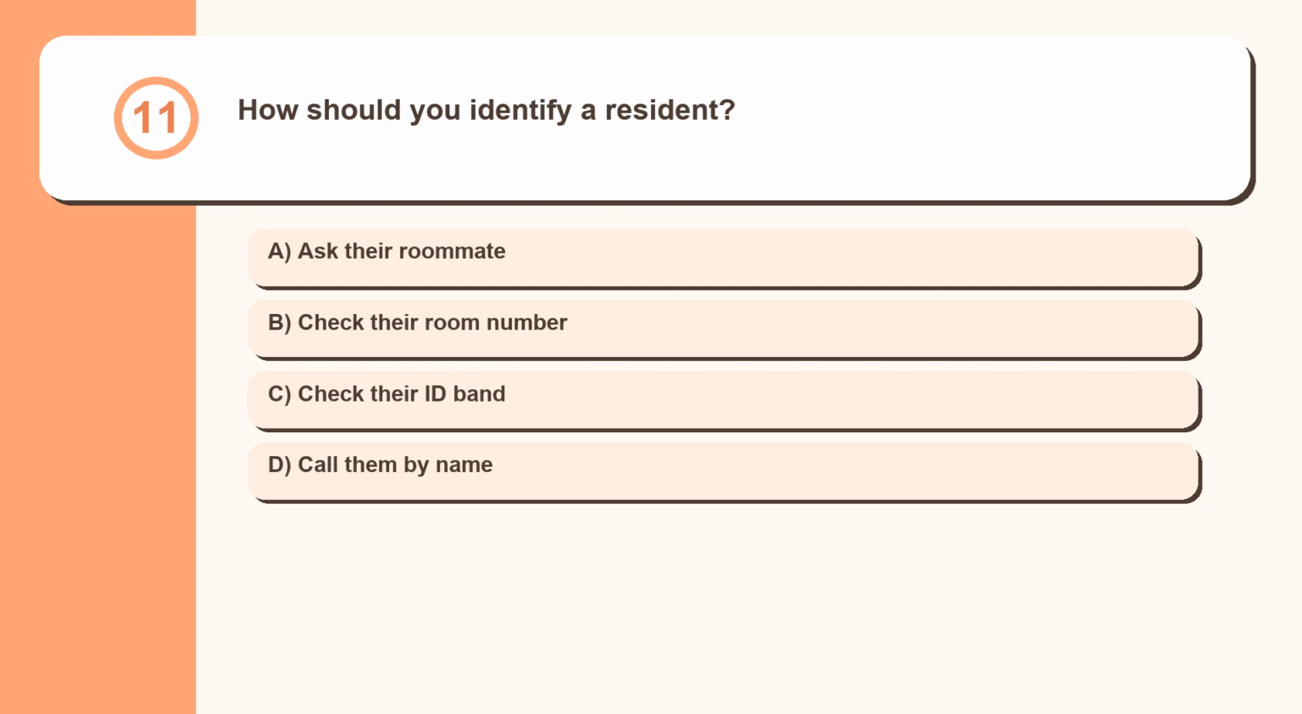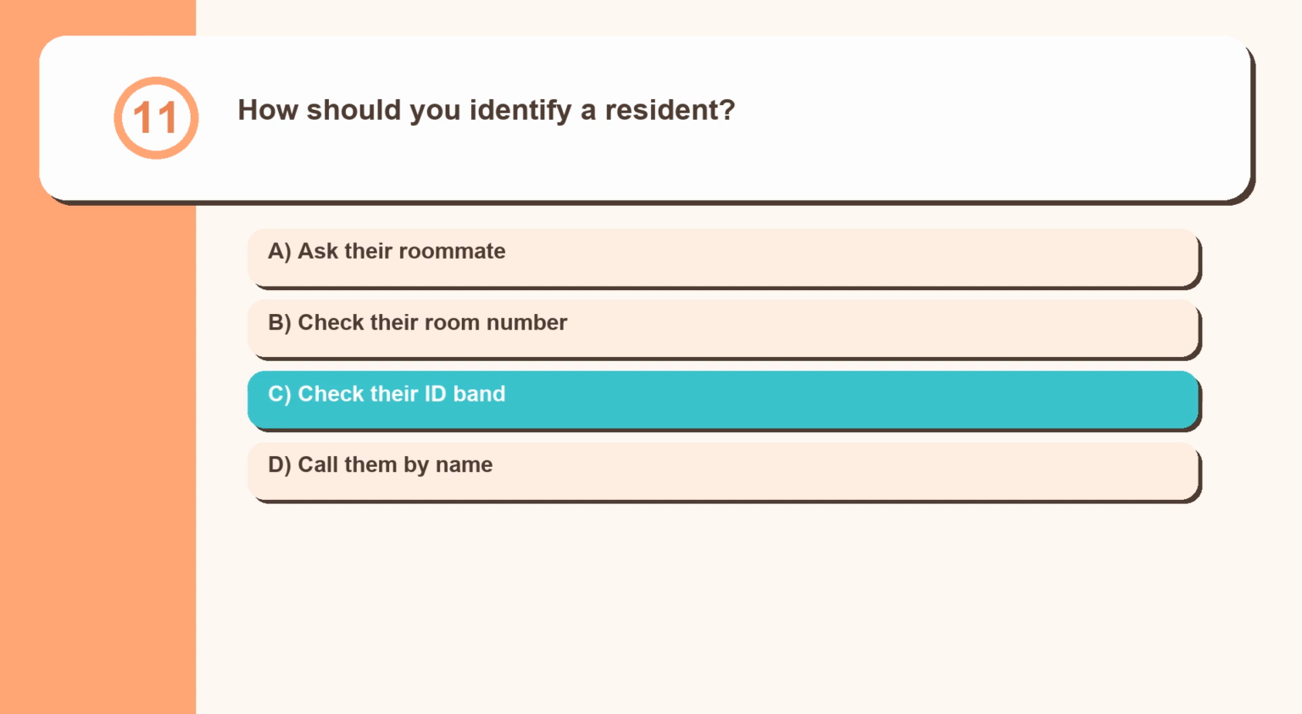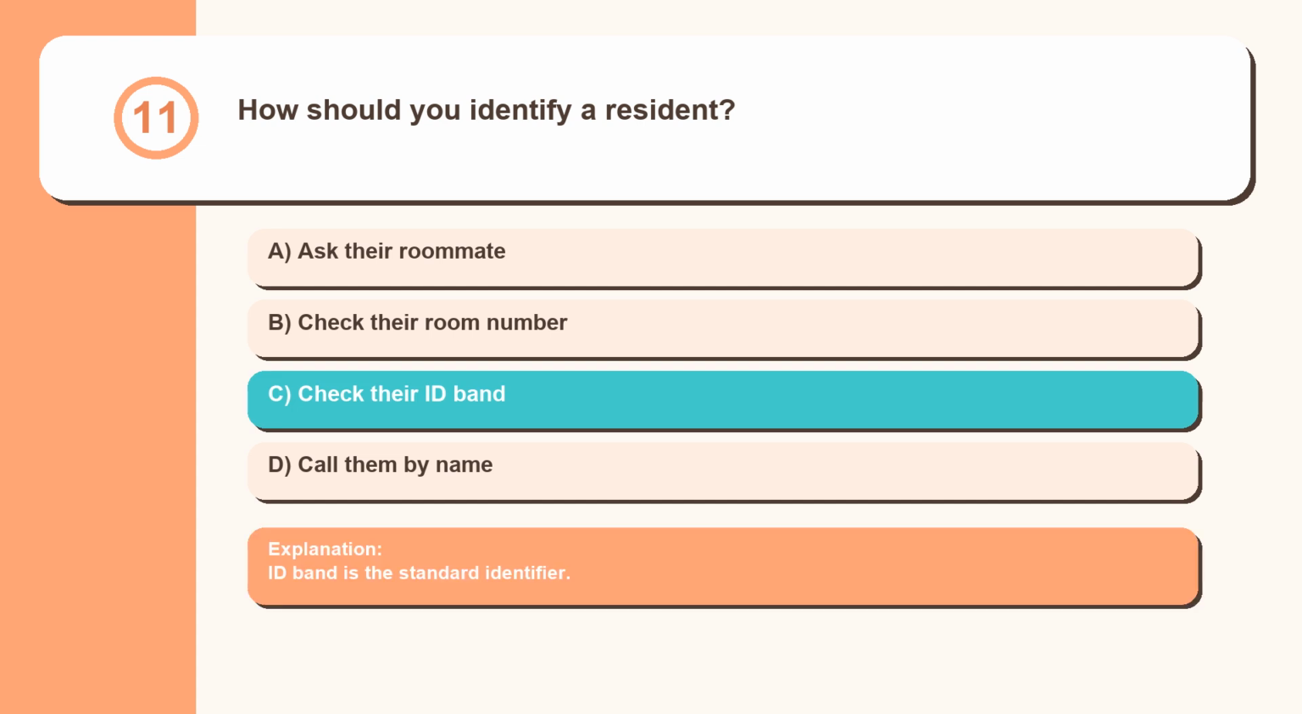Question 11. How should you identify a resident? Ask their roommate. Check their room number. Check their ID band. Call them by name. ID band is the standard identifier.